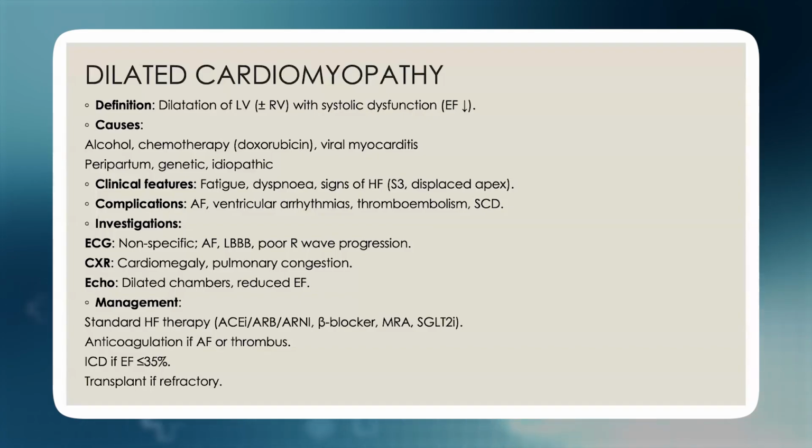So the muscles get stretched, they are not working very well. It is taking very long for the heart muscles to be depolarized. So LBBB, RBBB, poor RV progression, these are markers of LV dysfunction. Chest X-ray will show cardiomegaly and pulmonary congestion in case of failure. Echo, we will see dilated chambers with reduced ejection fraction.